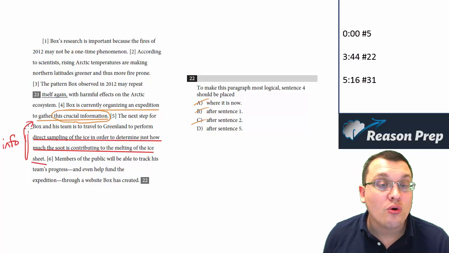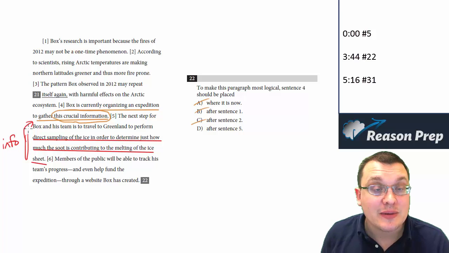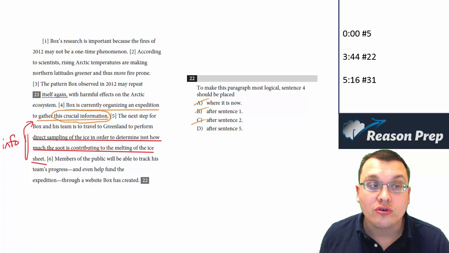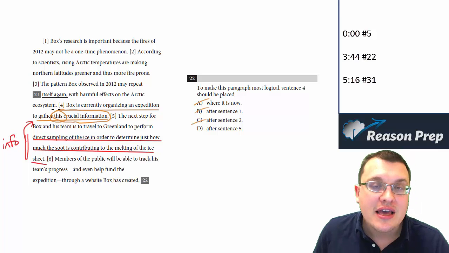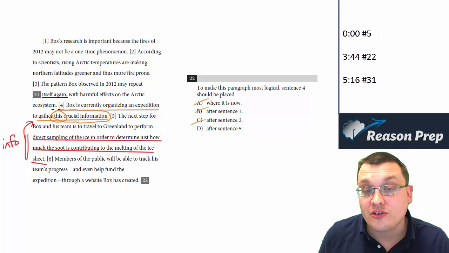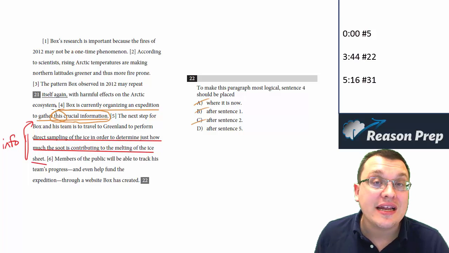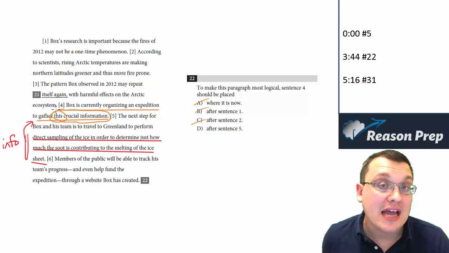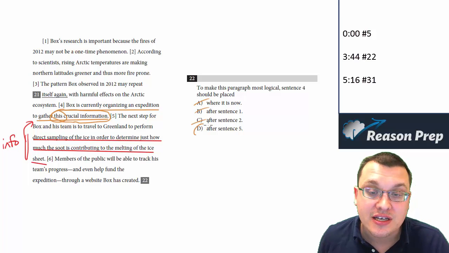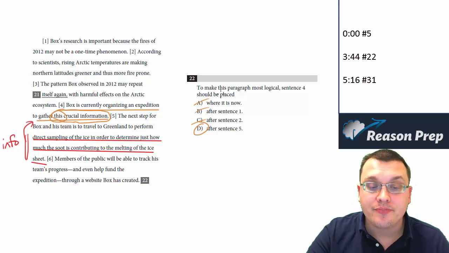And then sentence four talks about how he's organizing an expedition to gather this crucial information. So notice one word, really this is the major word here, is what helps tip us off in this question, because we know we need to have already established what information is being looked for before we can have this sentence. So therefore, we're going to put this after sentence five.